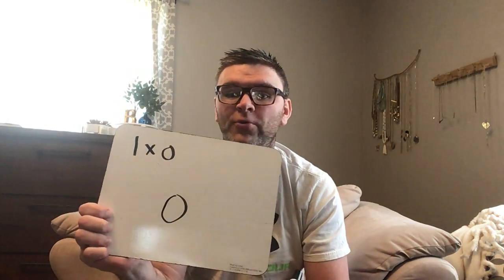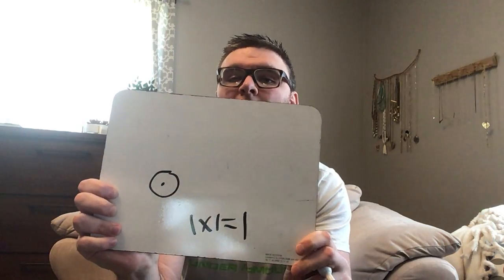Starting with the smallest one, 1 times 0. Meaning, one group, 0 in each equals, how many dots are in there? Nothing. Now we're going to go through every problem. 1 times 1, one group, 1 in each. 1 times 1 equals 1. That's what that looks like.